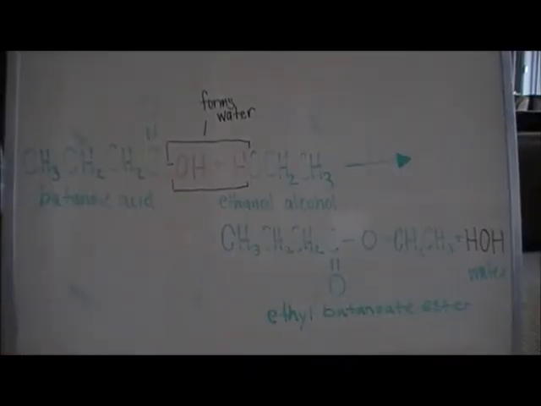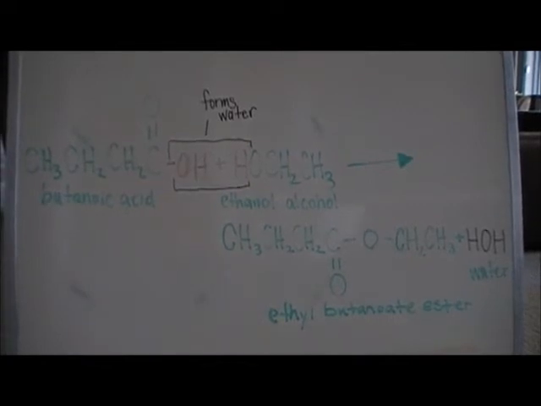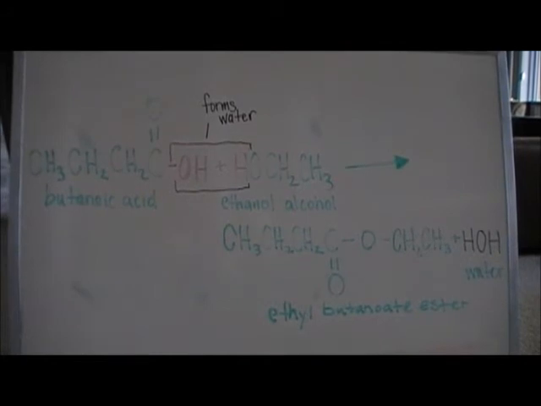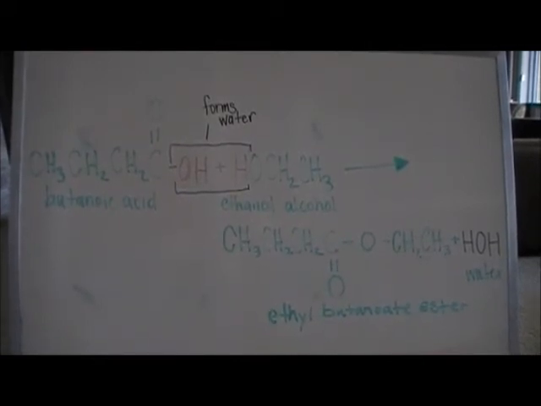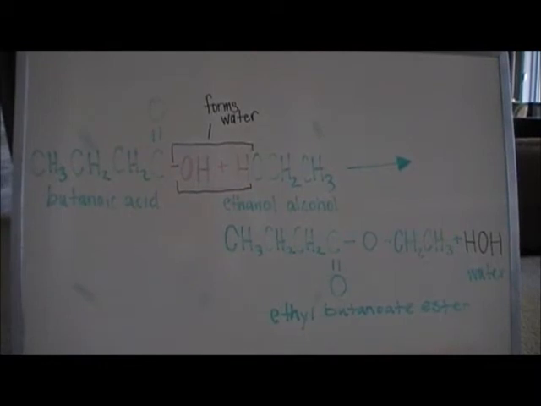A sample reaction that forms an ester is ethyl butanoate, which has a banana scent. The butanoic acid and the ethanol alcohol come together to form the ethyl butanoate ester. The OH from the acid and the H from the alcohol come together to form the water.